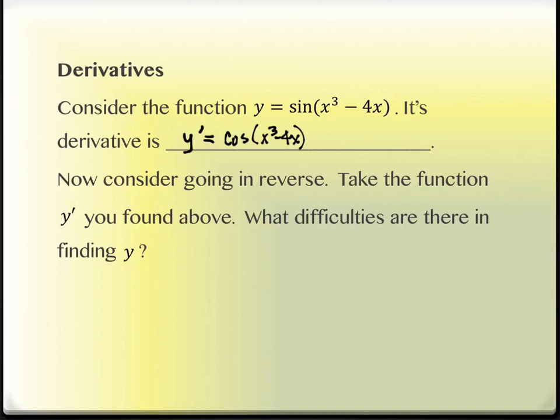X squared minus 4. Close. It's 3x squared minus 4. Yeah, so you just had the 3 off there. Yep. Okay, so we have the derivative of the outside and the derivative of the inside.